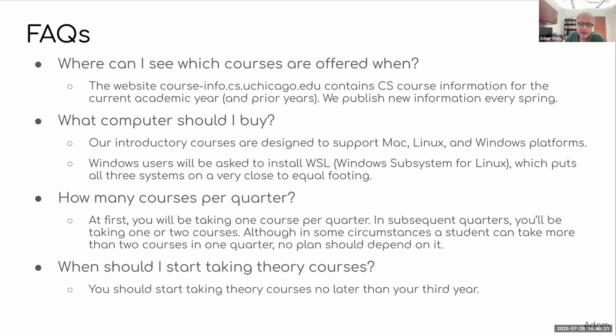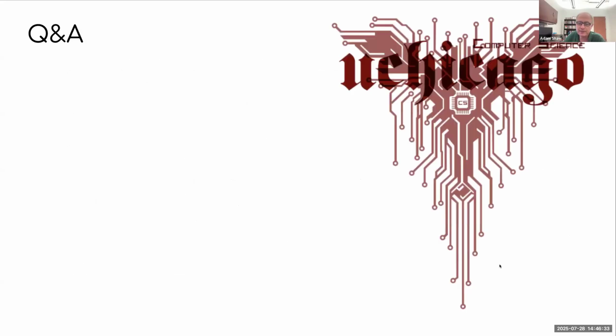When should you start taking theory courses? You should start them no later than the third year. Actually, if you can sneak it in at some point in the second year, that's good too. And I hope you have more questions that aren't on this list, and maybe you will ask them in a minute. Okay, so I think that's all of our regularly scheduled programming.